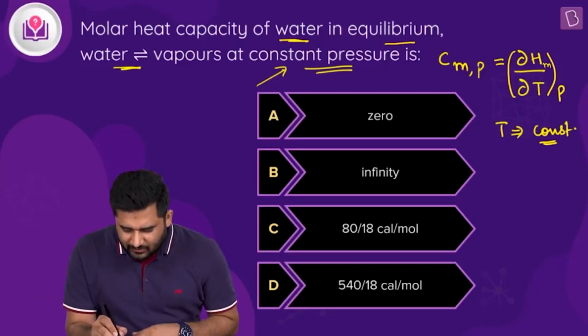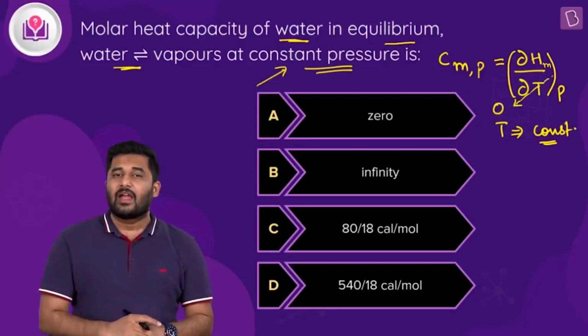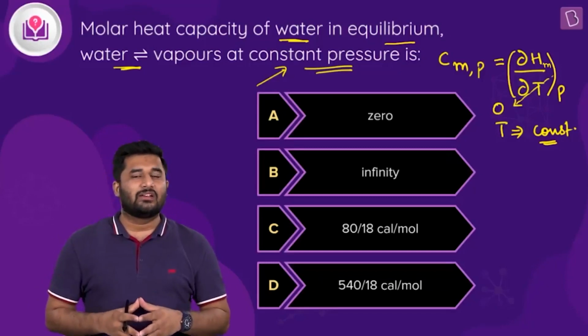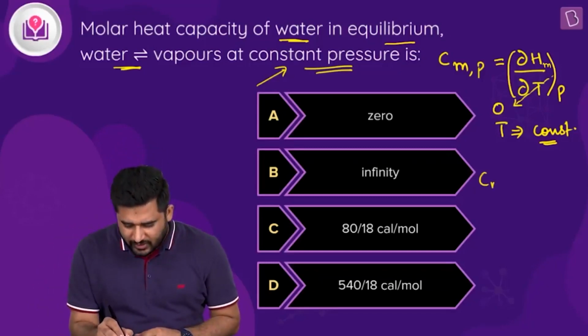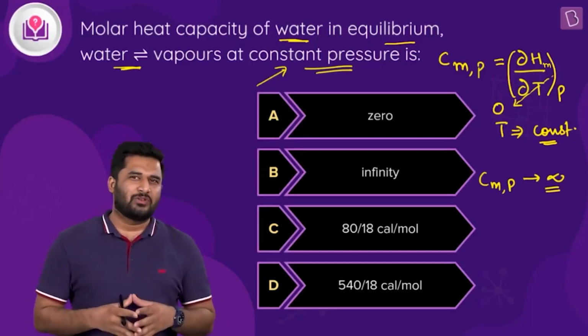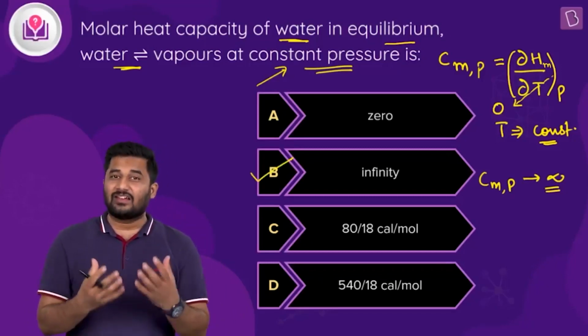And if the temperature becomes constant, then this del T will tend to 0. And if it will approach 0, what will happen? You can see here the denominator is approaching 0, which means the overall value for molar heat capacity at constant pressure will approach infinity, isn't it? So that means the answer has to be infinity, and you can see it is given in option B. So option B is the right answer.